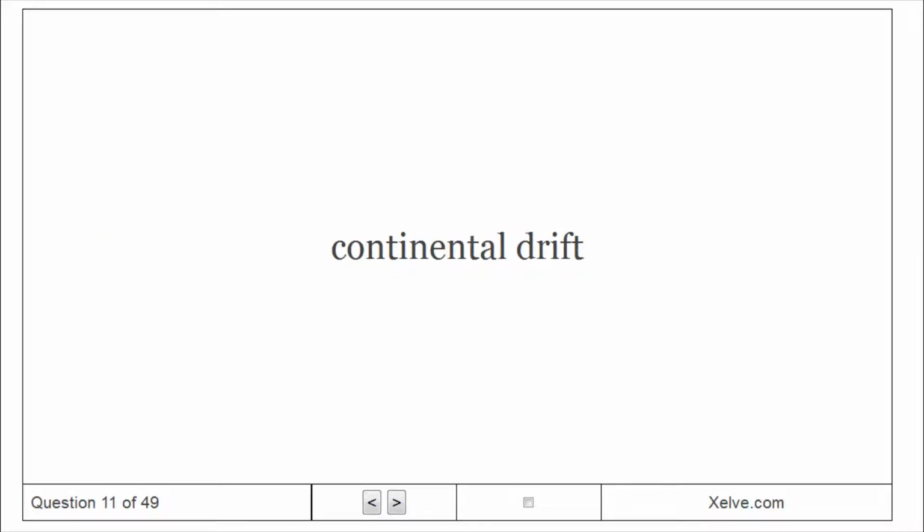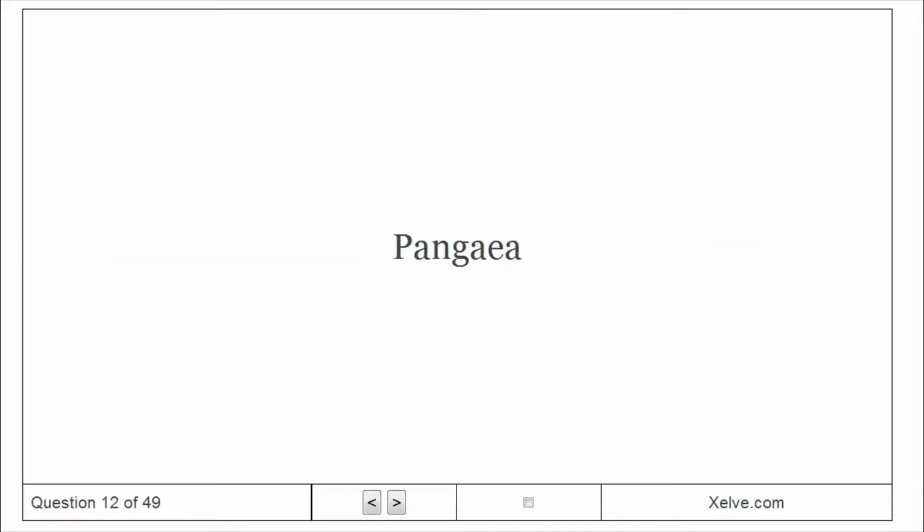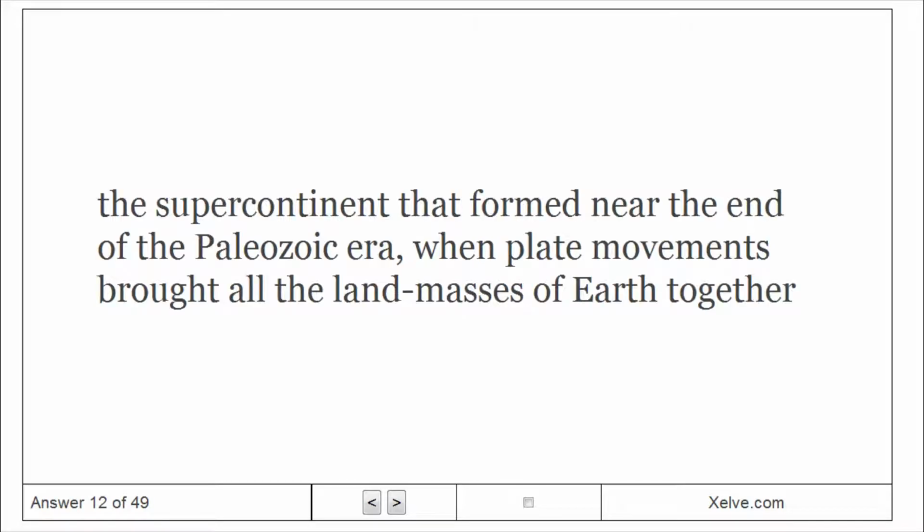Continental drift. The slow movement of tectonic plates across the Earth's surface. Pangaea. The supercontinent that formed near the end of the Paleozoic era, when plate movements brought all the land masses of Earth together.